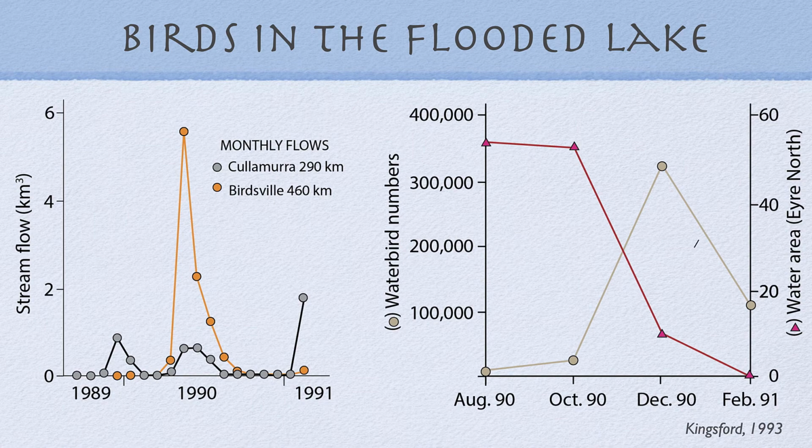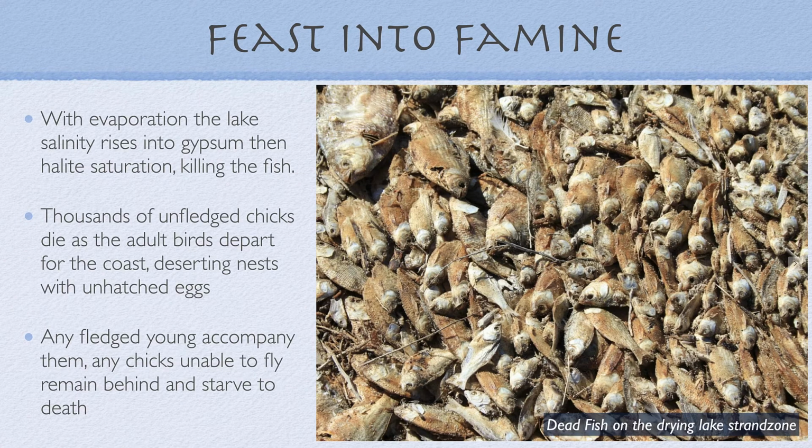So these idealised feast conditions are encouraging a bird population to move to the lake to feed and to nest. And of course, with ongoing evaporation, we see the salinities in those waters increase, and ultimately the phytoplankton, and the fish feeding on those phytoplankton, can no longer take the elevated salinity conditions, and they die and are washed up onto the edge of the lake. At the same time, thousands of unfledged chicks die because they can't fly back to the coast, whereas the fledged chicks accompany the adult population back into the coastal environment.